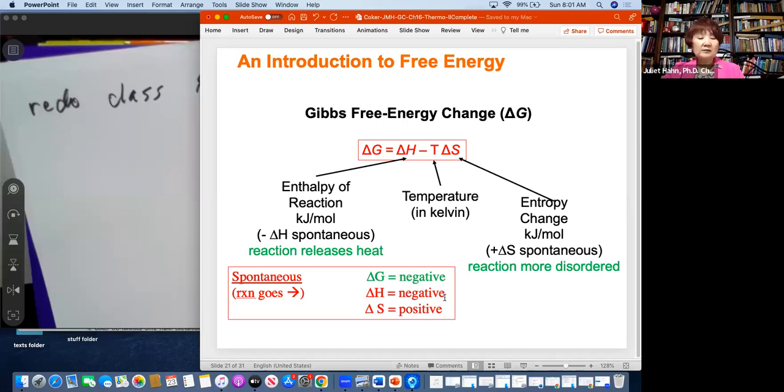So if both delta H is negative and delta S is positive, then delta G will be negative. So the process will be spontaneous if your reaction releases heat when the reaction occurs, and when there's more disorder when the reaction occurs, then the reaction will be spontaneous.